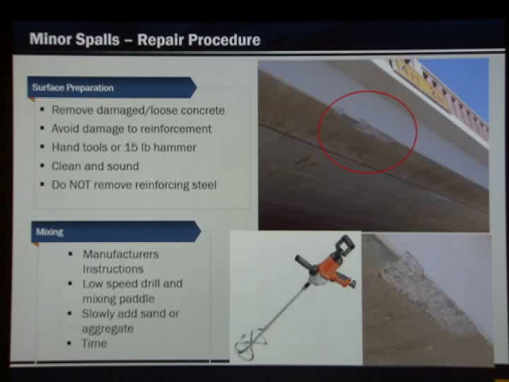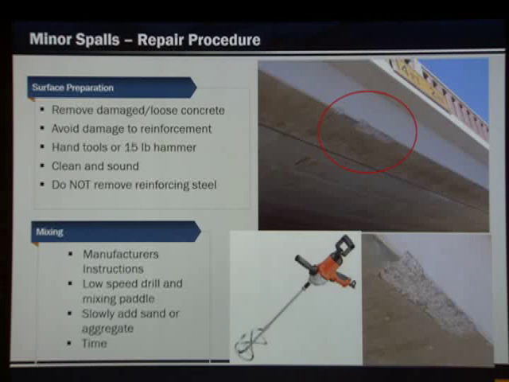When you're doing any type of spall repair, surface preparation is vital. You want to remove damaged or loose concrete, socket the perimeter, and avoid doing any damage to the existing reinforcing steel by minimizing the tools that you use to hand tools or a 15-pound max chipping hammer. This is a picture of a spall on the underside of a beam, and that's a close-up picture of it.